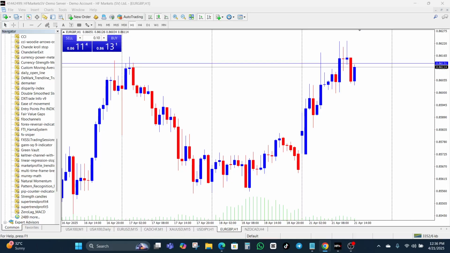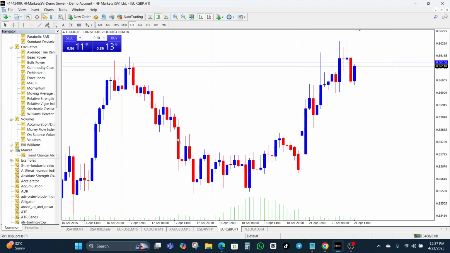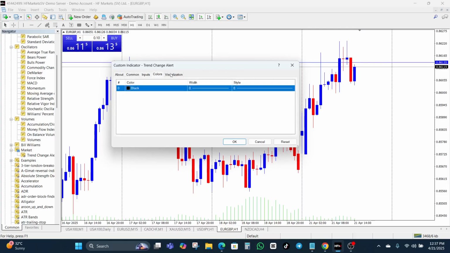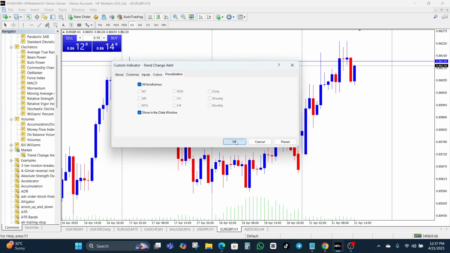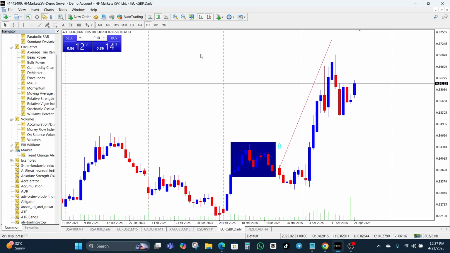Let's talk about what this indicator actually does. I am going to add the indicator to the chart right now. The trend change indicator. Just allow DLL imports. So here we go, right? Now, this is an indicator that shows real-time trend change.